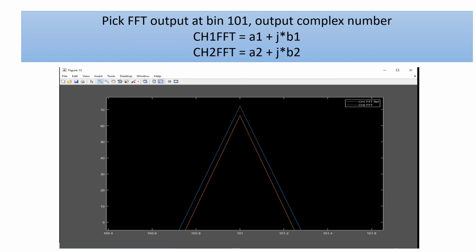All right, so now we have taken the FFT. We're going to take the value at bin 101, and we're essentially going to get two complex numbers, and I designated them above as channel 1 FFT and channel 2 FFT. So the output will be two complex numbers, and we will show how using these two complex numbers we can compute essentially the dB and phase ratio between these two signals.